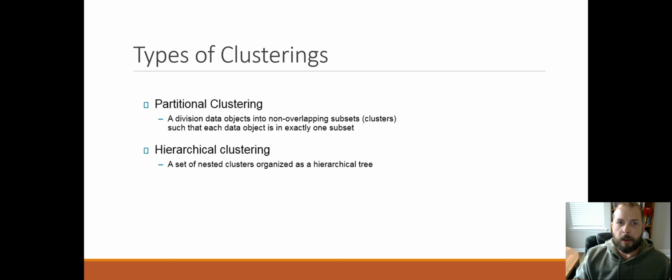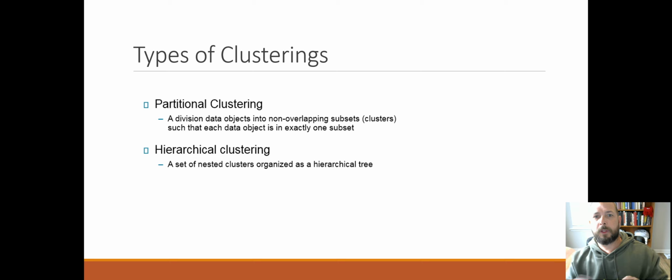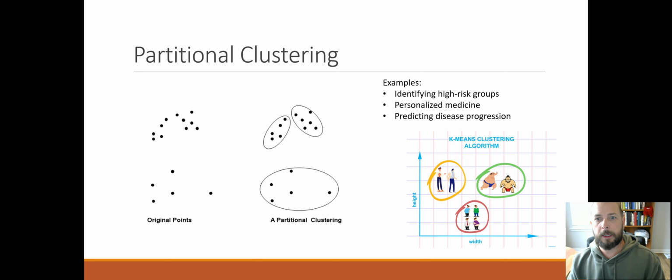There are two types of clusterings. Partitioning clustering, which is what we're talking about when we talk about the K-means clustering. This is dividing the data up into non-overlapping subsets or clusters, so that each of those clusters does not intersect with another. All right, so they're completely distinct in some type of way. Hierarchical clustering is a set of nested clusters that can have some overlap, and is usually displayed in a kind of tree type.